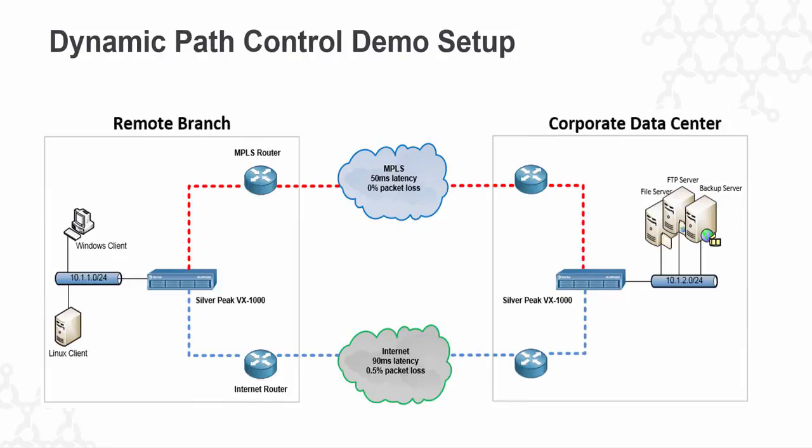The setup for this demo is simple. We have a hybrid environment with a remote branch connected to a corporate data center via an MPLS link and an Internet link. Without Silver Peak, it would be quite typical for the MPLS to be used as the primary connection, while the Internet would merely be used as a failover circuit. Now, let's go to the demo.